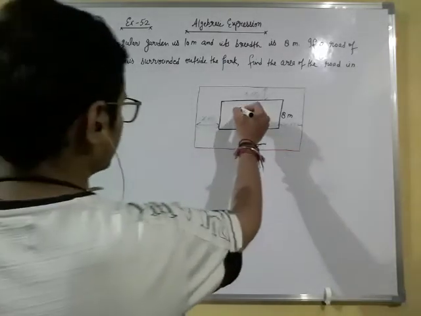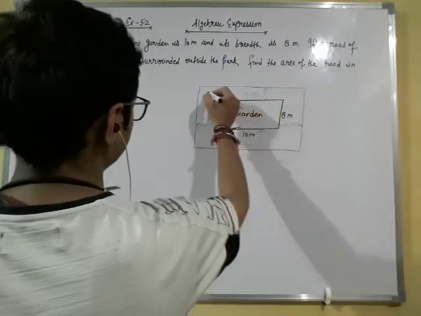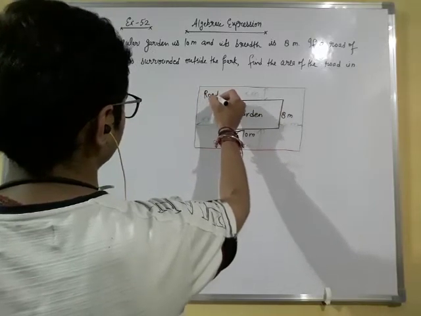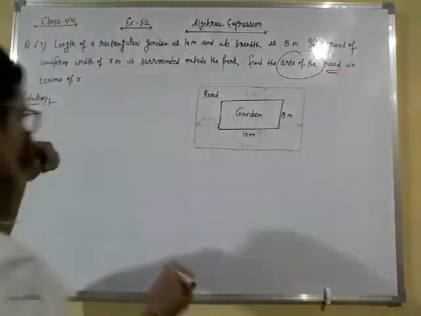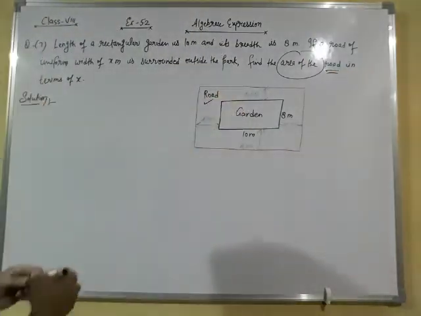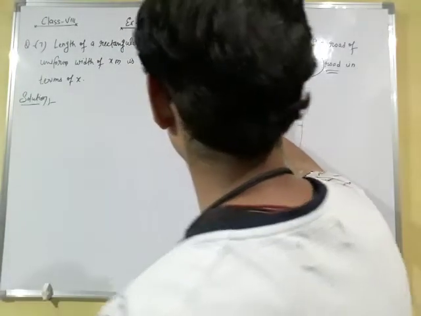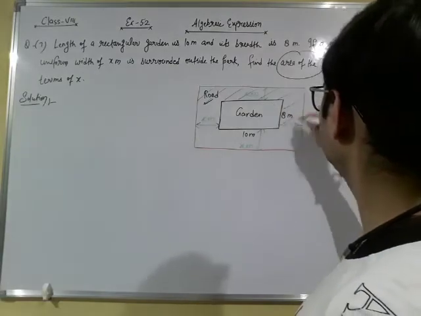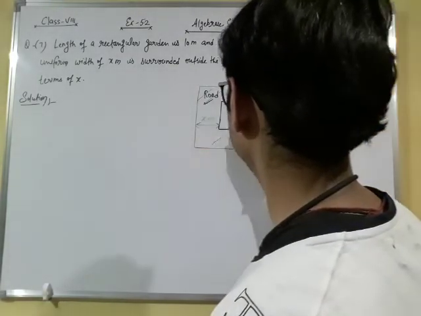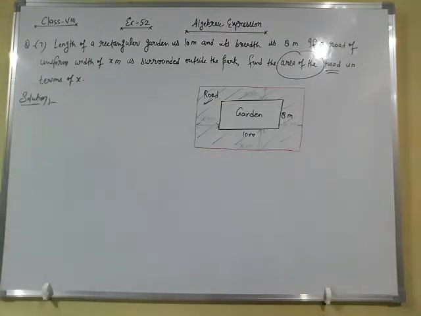This is your garden and this is your road, so we have to find the area of the road. Okay, we have to find the area of the road, which I am going to shade. You have to find only the area of the road. So there are so many methods to solve this question.